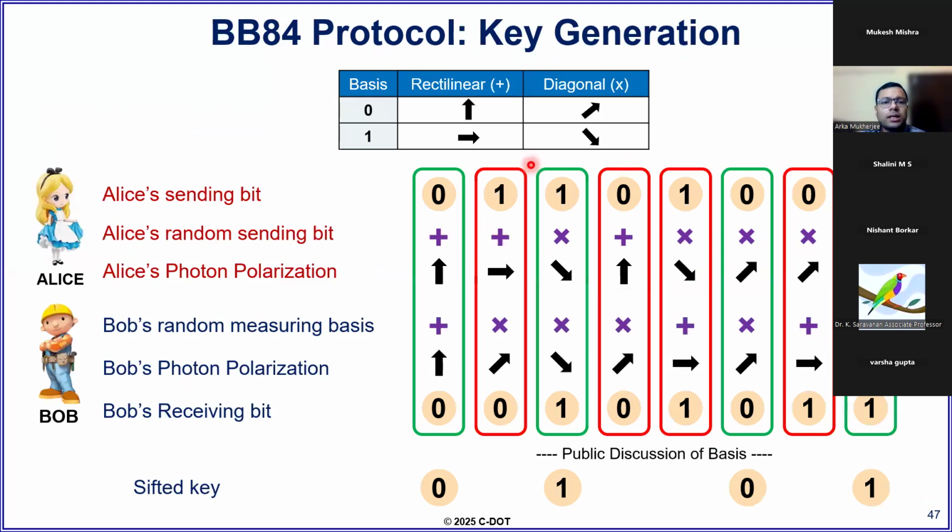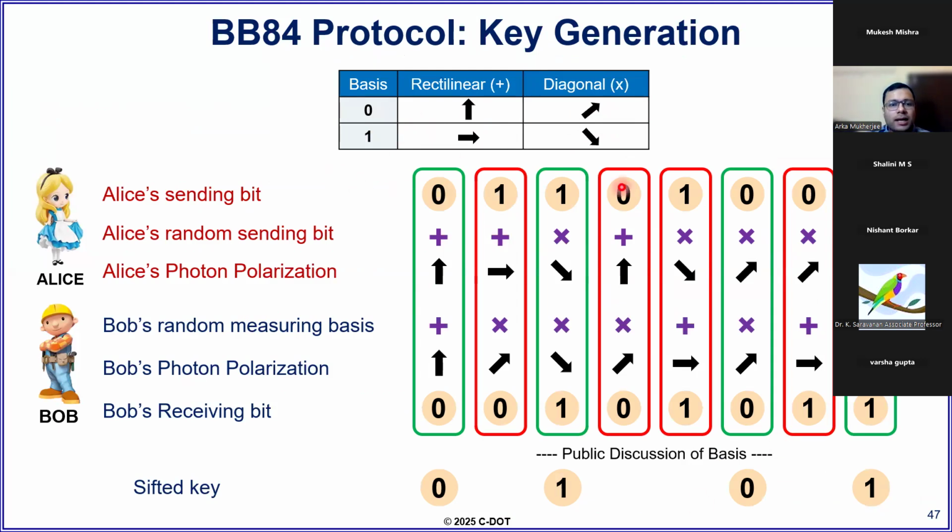Now understand how the keys are generated. We need to assign a bit 0 or bit 1 corresponding to either horizontal or vertical, and diagonal or anti-diagonal. So there are two bases and two bits, like zeros and ones. Now we need to send these zeros and ones from Alice to Bob. So how do we send it?